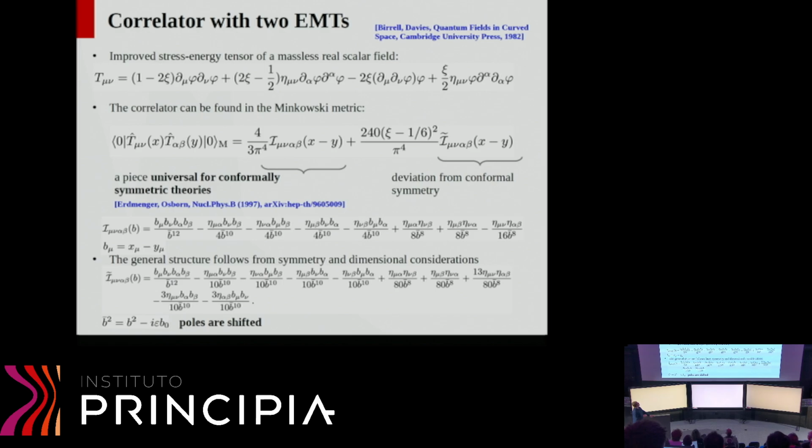For spin zero, we consider the well-known improved stress energy tensor. Then we need to find the correlator of two stress energy tensors. Each includes such a universal term, which is universal for conformal field theories, and also a deviation from conformal field theory. This universal term looks like this. It is important that in the denominator the poles are shifted, because this is the Wightman function, in such a way according to the choice of the Wightman Green function.